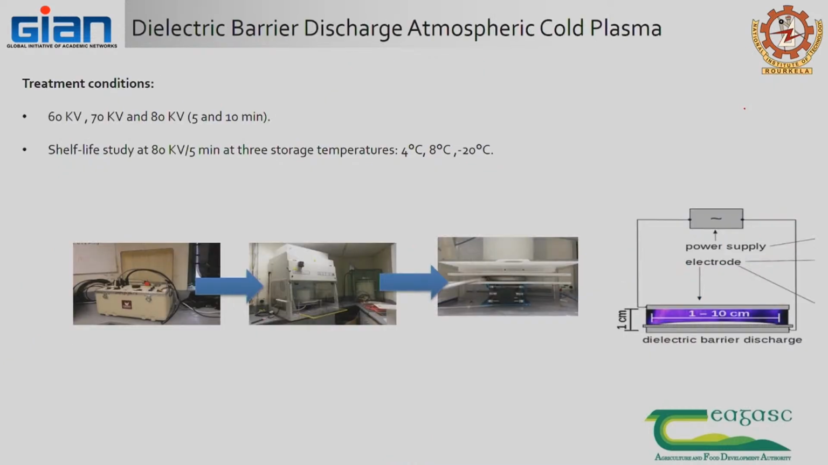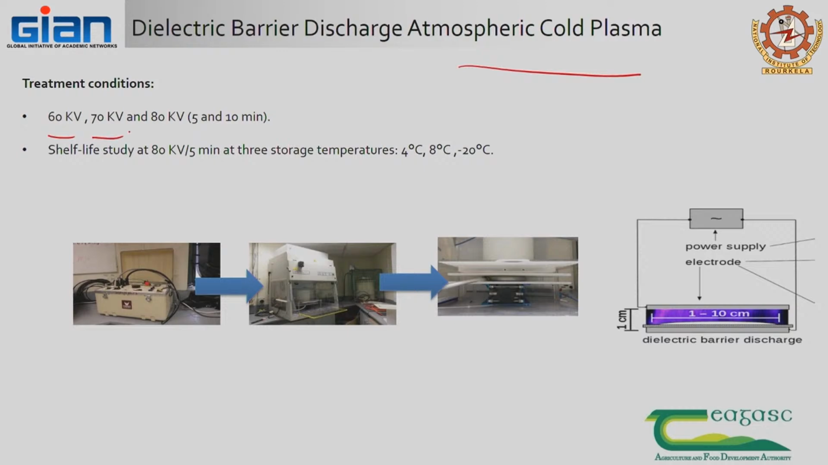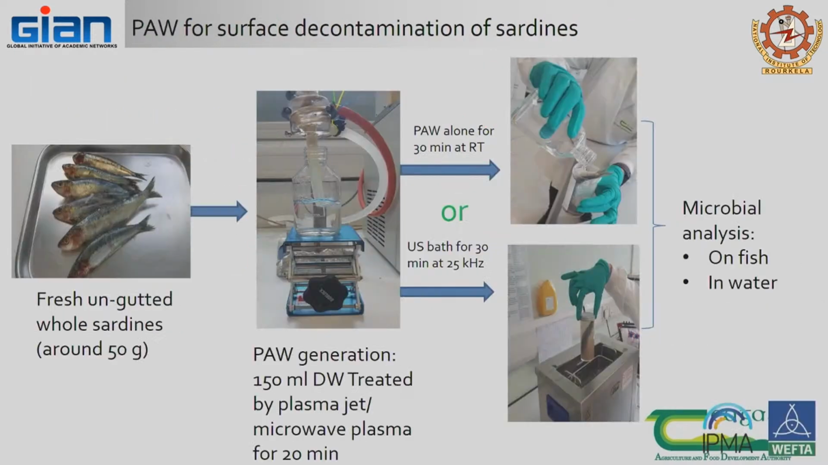Now these are some examples related to cold plasma: 16 kV, 70, 80 kV, 5 and 10 minutes, shelf life at 4, 8 and minus 20. Simple stuff. This is a variac to change the voltage, and a tray in between where samples are kept inside and out. That is the lab setup, and how it has gone to the commercial scaled up operation, you can see in the coming slide.